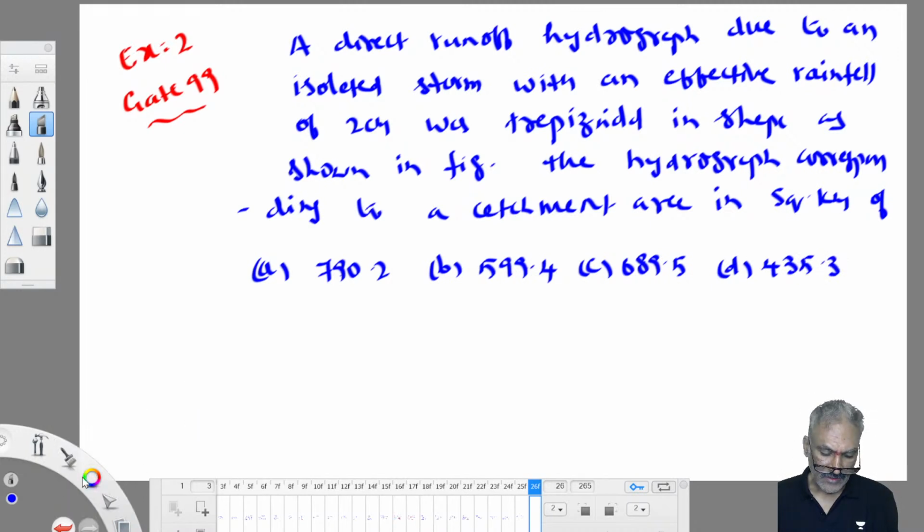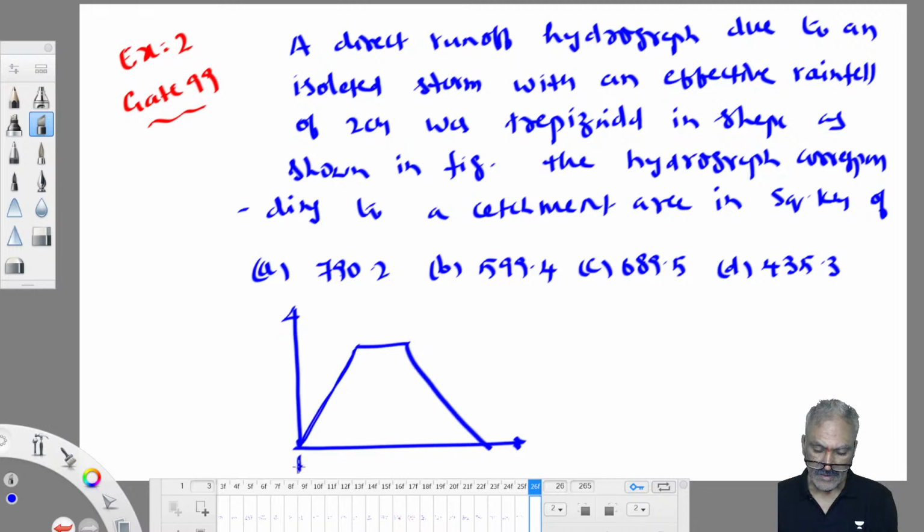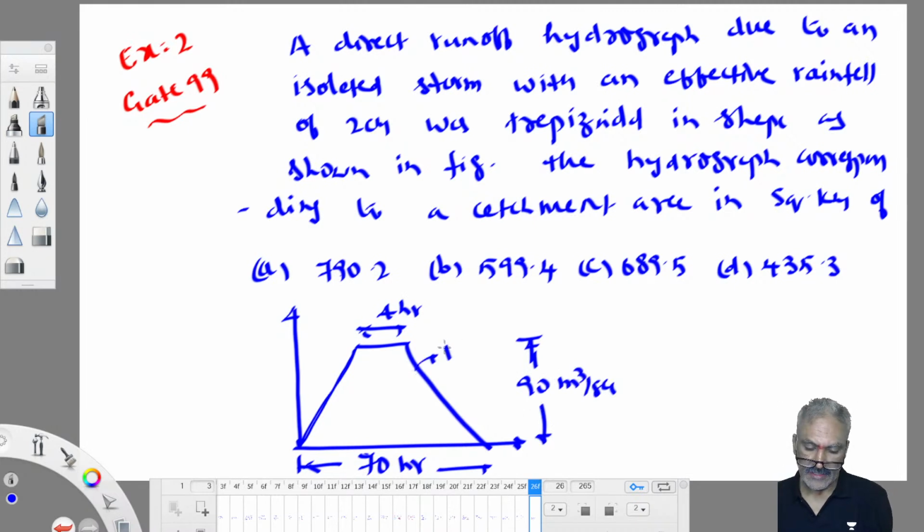So he has given the shape of the hydrograph also, trapezoidal in shape. This is 90 hours, 70 hours. The time axis, no, and this is 4 hours, and the peak is given as 90 meter cube per second. Come on now, let us work it out. This is the direct runoff hydrograph.